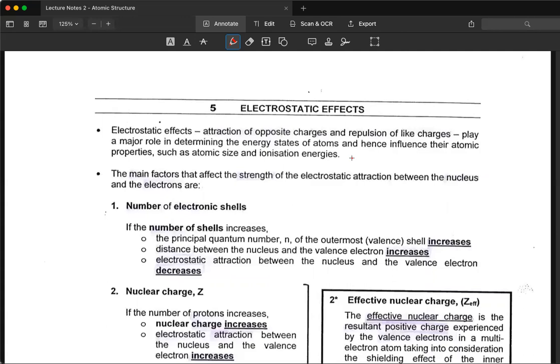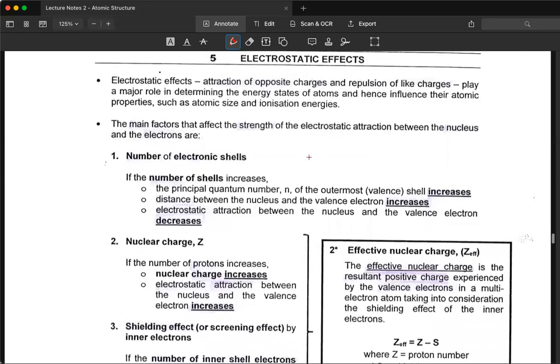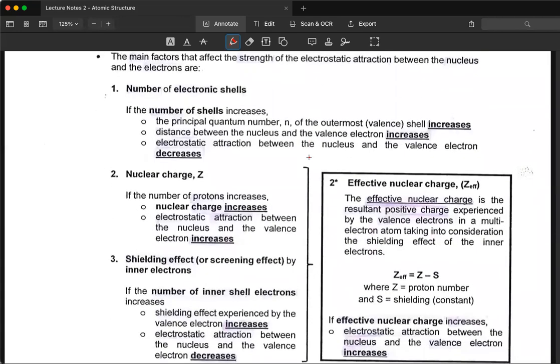The main factors that affect the strength of electrostatic attraction between the nucleus and the electrons are, number one, the number of electronic shells. If the number of shells increases, the principal quantum number n of the outermost shell will increase. The distance between the nucleus and the valence electron will increase, and therefore the electrostatic attraction between the nucleus and the valence electron decreases. Number two, nuclear charge Z. If the number of protons increases, nuclear charge increases, which causes the electrostatic attraction between the nucleus and the valence electron to increase.